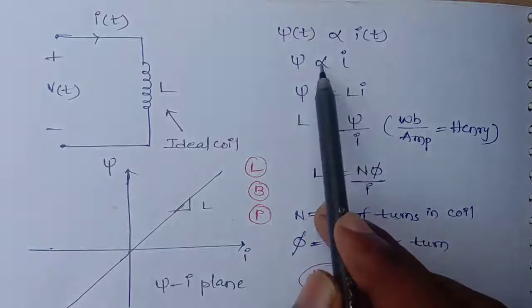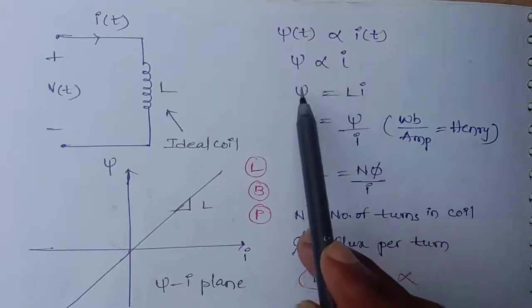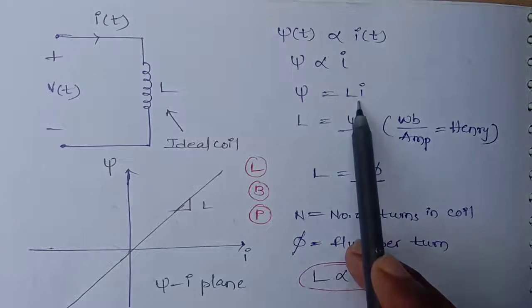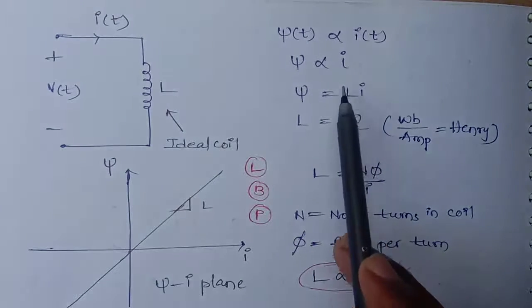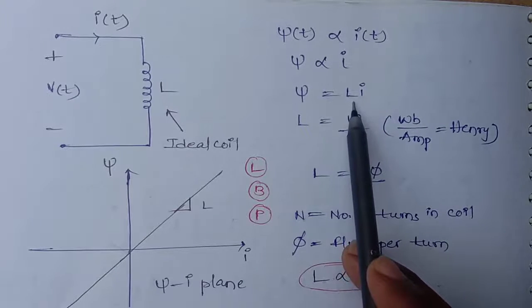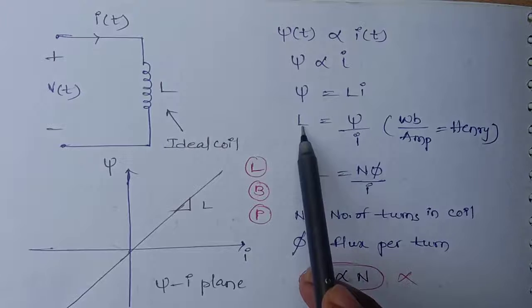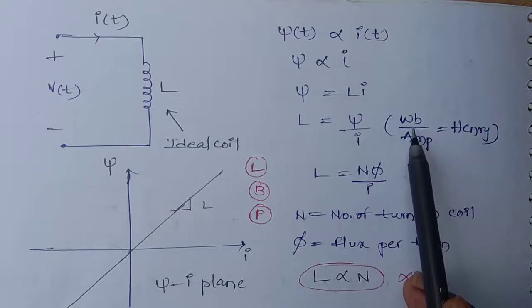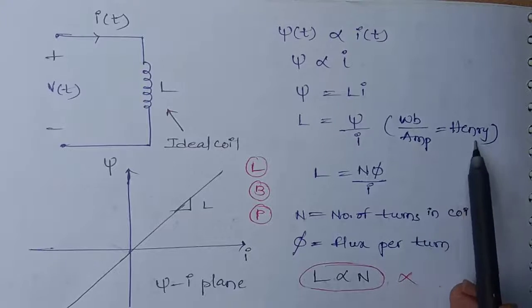If I replace this proportionality with a constant, we can write psi is equal to Li. Here L is the proportionality constant which is called as inductance. If I want to write this inductance value, we can write L is equal to psi by I. And the units for inductance are Weber per ampere, which is called as Henry.